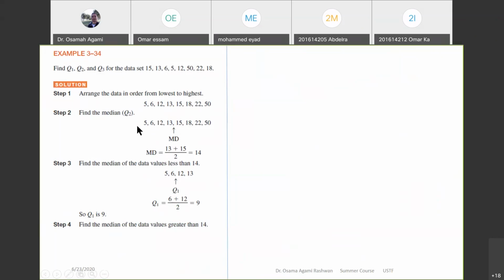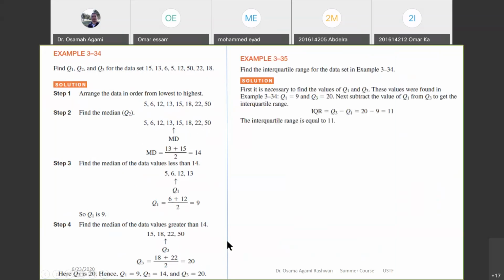So I found Q2 and found Q1. Let's go for Q3. Q3 means 75%. What does 75% mean? 75% of 8 is 6. So 1, 2, 3, 4, 5, 6. So my Q3 will be lying here, right? So how do I find it? It's lying between 18 and 22. So I add 18 to 22 and divide the result by 2. So this will be my Q3.